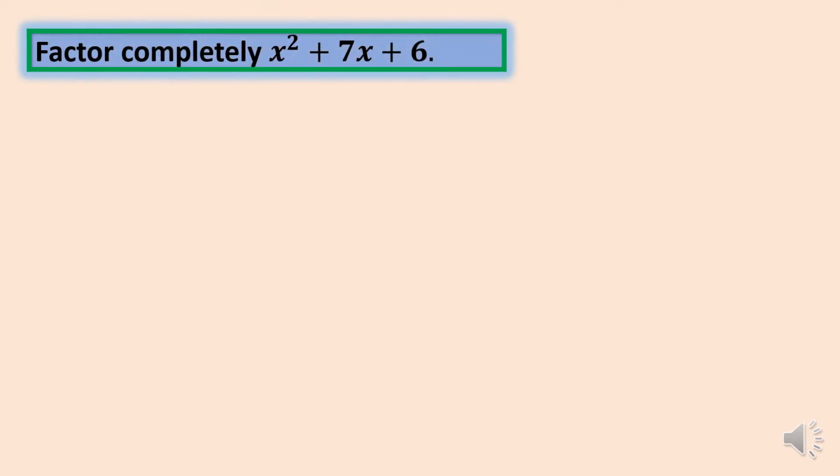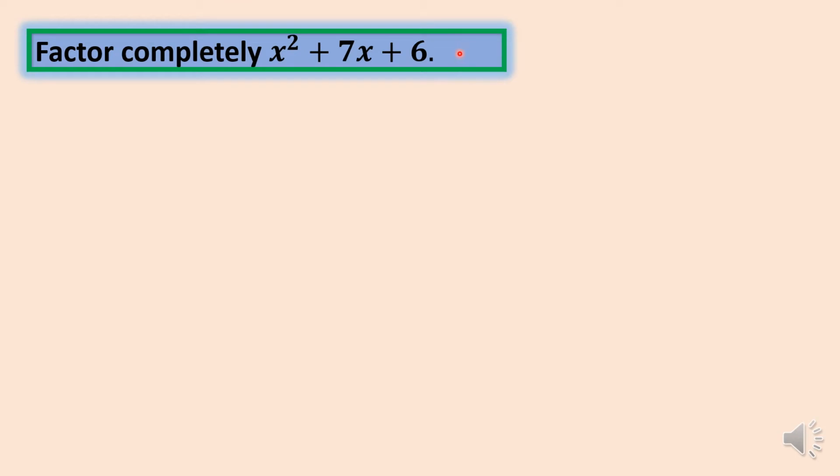So for number 1, we're going to factor completely x squared plus 7x plus 6. So our first step here is to identify our A, B, and C. For our A, that will be our first term, B is for our second term, and then C is for our last term or the constant part.